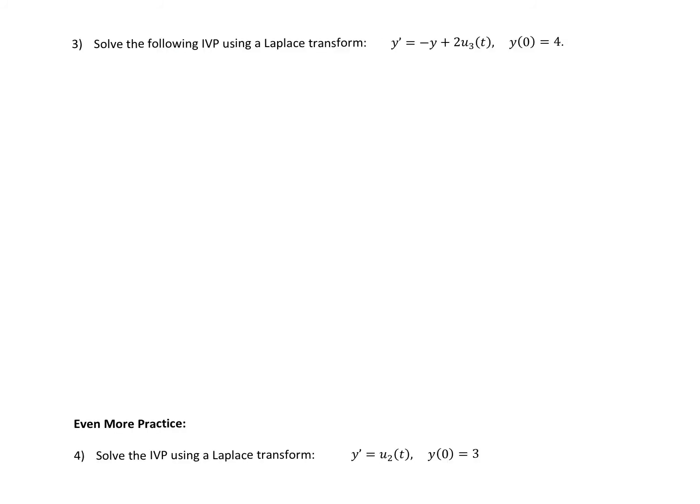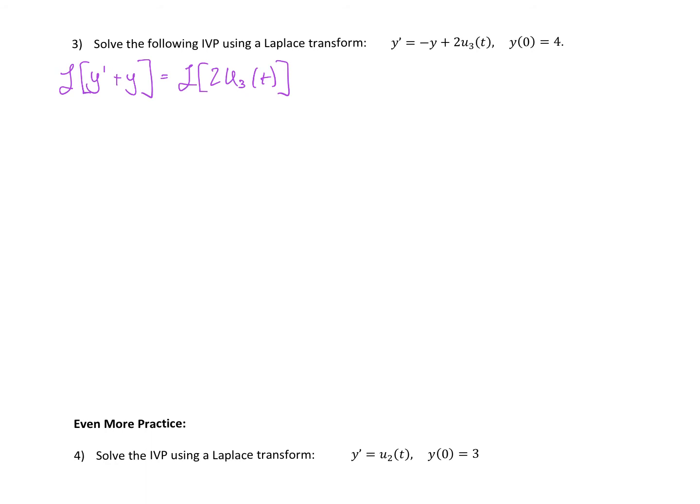Okay, so we have another initial value problem that we are to solve using a Laplace transform. So we take the Laplace of both sides. I'm going to move that minus y to the left. So this is the Laplace of y prime plus y equals the Laplace of 2 u3 of t.